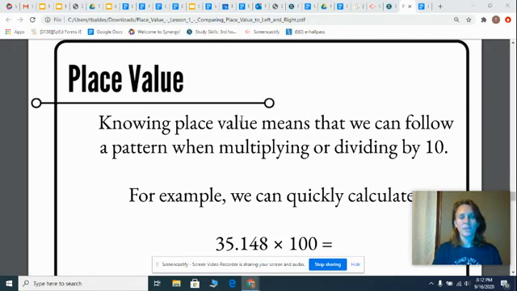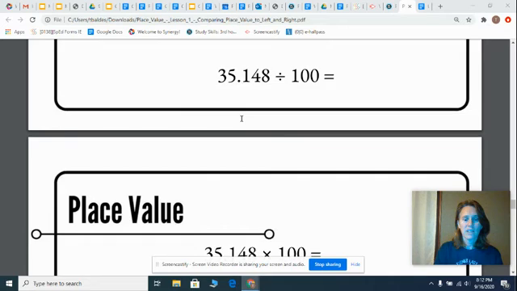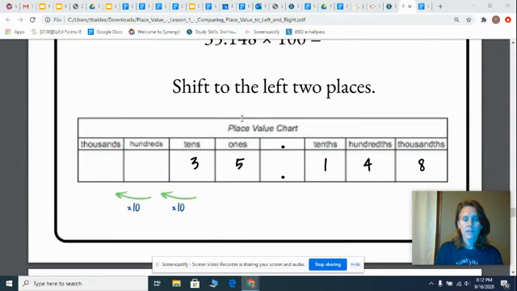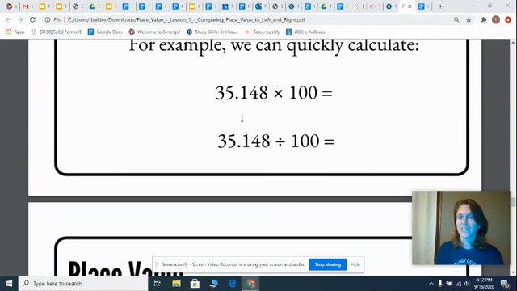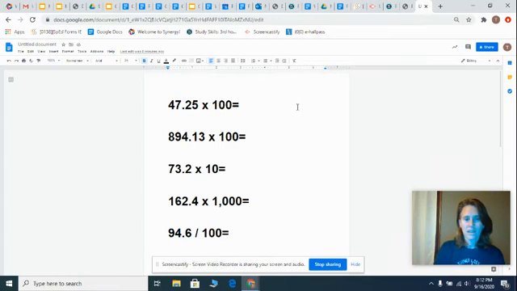Knowing place value means that we can follow a pattern when multiplying or dividing by 10. For example, if you have 35.148 times 100, that's where this goes wrong. So we're going to switch to another page. We're going to look at some examples. So here they are.